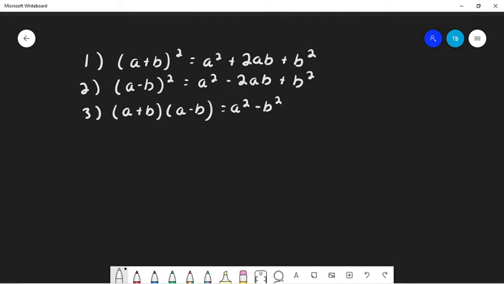Today we're going to be looking at special cases of multiplying polynomials. Now there's all different kinds of special cases to cover. We're just going to go over 3 specifically today. So let's take a look at each one in turn.